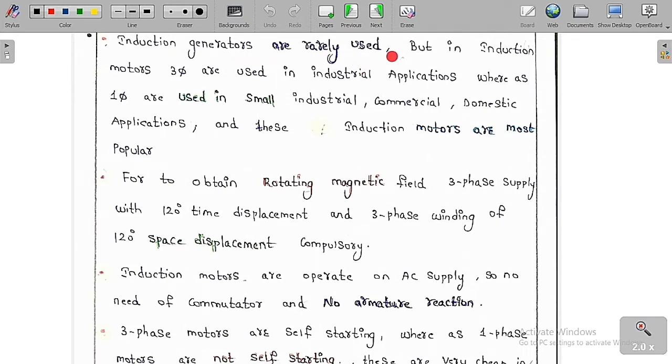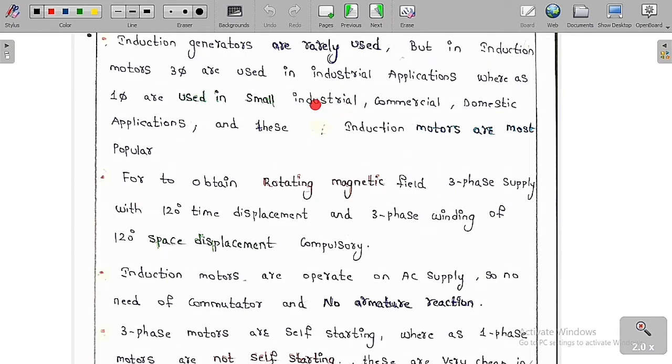Induction generators are rarely used. But in induction motors, 3-phase are used in industrial applications, whereas single phase are used in small industrial, commercial and domestic applications. And these induction motors are most popular. I have already told you, out of synchronous generator and induction generator, we mostly prefer the synchronous generator but not the induction generator. So simply we can say that induction generators are rarely used.